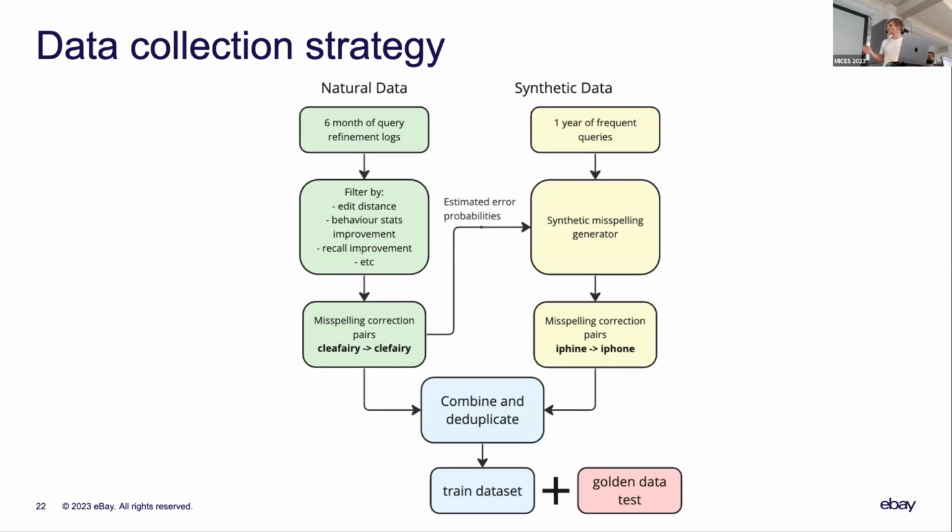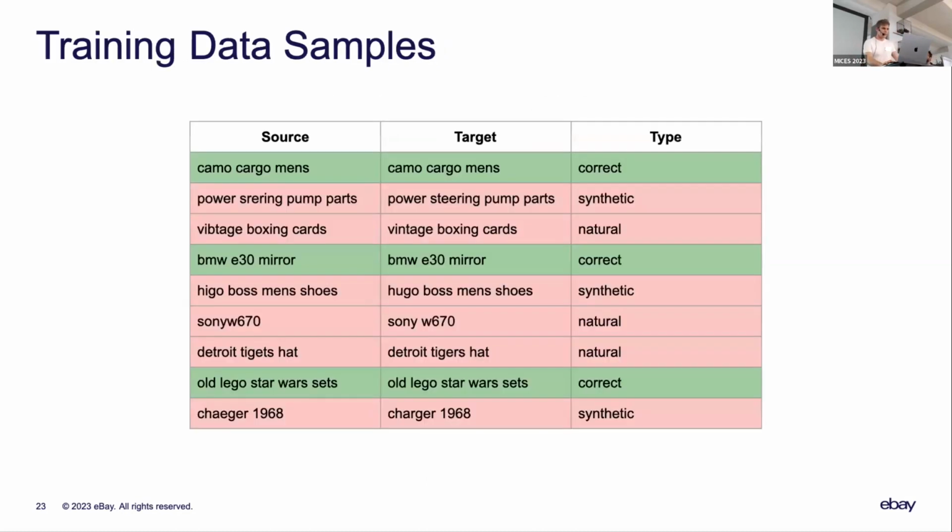Also, in order to enrich the data set, we calculated error probabilities from the natural data and created synthetic mistakes for ordinary queries. And of course, we enriched it with correct queries in order to make the model learn not to correct when we don't need it. And we had a human-labeled data set with these corrections for all the languages. For example, this is how a data sample looks. We have correct pairs, and we have two types of mistakes, the natural one from the users and the synthetically generated one.